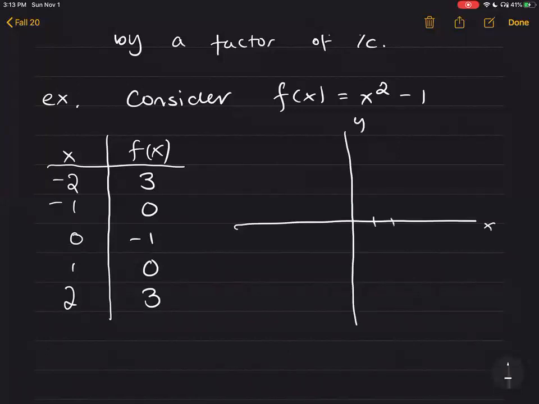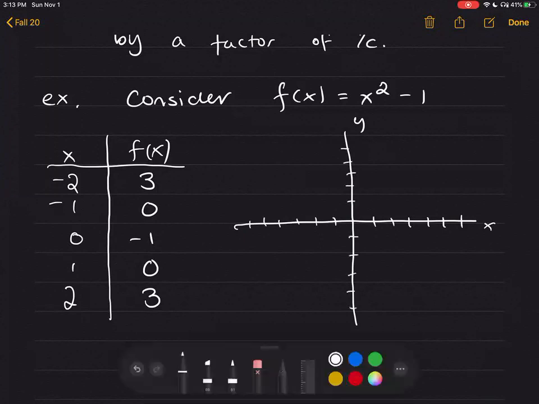And so on a graph, that looks like something like this. Okay, so we have -2, 3 here, -1, 0, 0, -1, and on the other side the same. And then if we draw our parabola, it looks something like that. All right, so this is what our base function looks like.